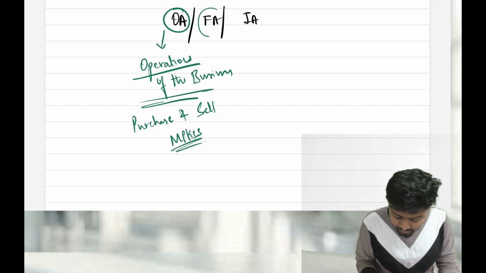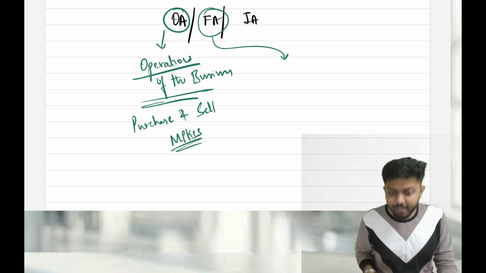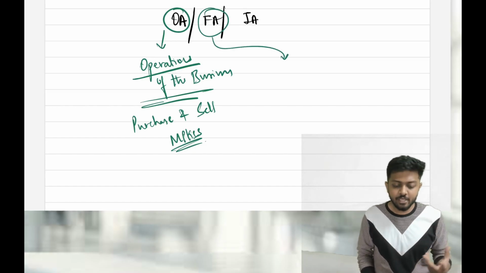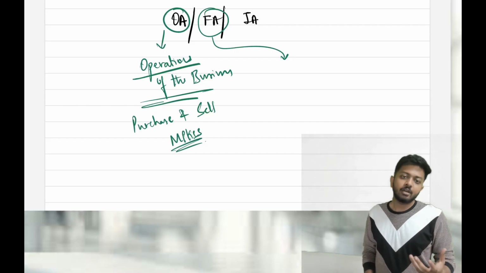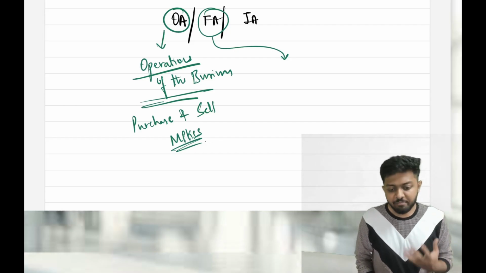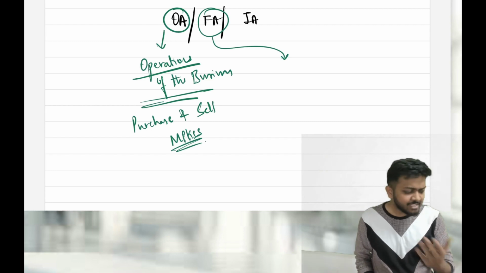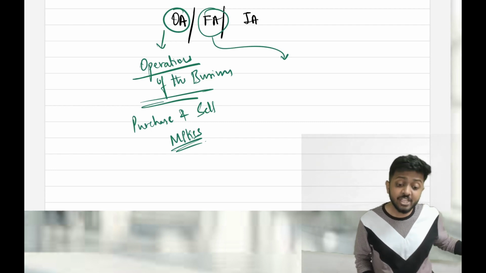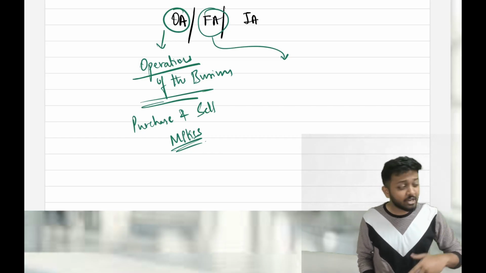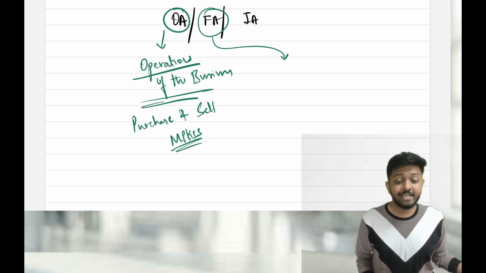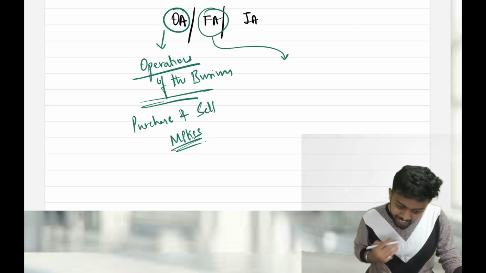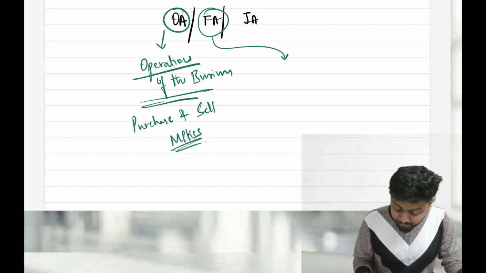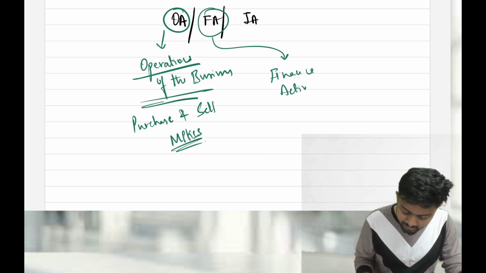Then comes our financing activity. What is financing activity? As the name suggests, for the business to run, we need money, and that money should be financed somehow. What are the ways available for us? We can issue equity shares, raise money. We can issue debentures, raise money. We can take a loan, raise money. We can issue preference shares and raise money. So any cash inflow or outflow happening because of financing activity, that will be called FA.